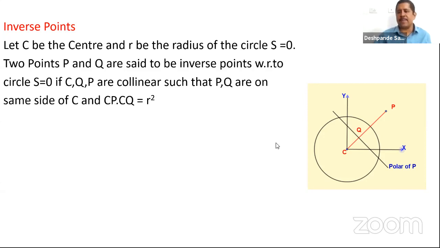And the condition is CP into CQ is equal to R square. If this condition is satisfied, then you say the 2 points P and Q are inverse points.